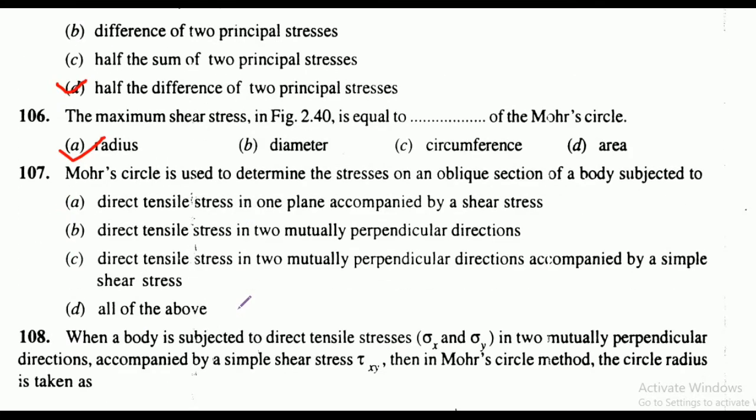Next is Mohr circle is used to determine the stresses on an oblique section of a body subjected to direct tensile stress in one plane accompanied by a shear stress, direct tensile stress in two mutually perpendicular directions, direct tensile stress in two mutually perpendicular directions accompanied by a simple shear stress, and option D is all of the above. So here friends, the correct answer is option D, that is all of the above.